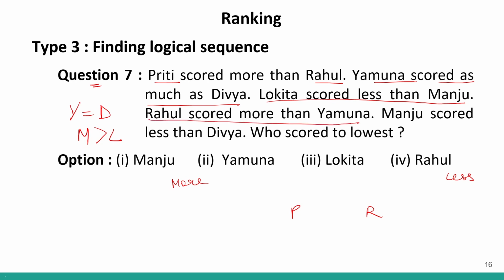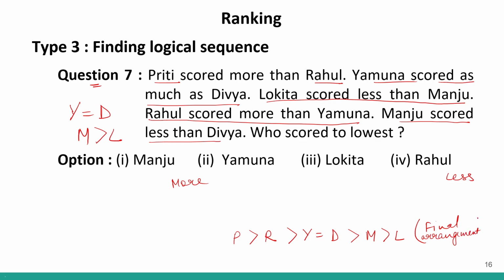Rahul has scored more than Yamuna. So we have Rahul over here, Yamuna will be over here and Yamuna is equal to Divya. We know that Manju scored less than Divya. So Divya is over here, so Manju is over here and Manju has scored more than Lokita. So if I see the arrangement, it is basically Preeti scored more than Rahul. Rahul scored more than Yamuna. Yamuna scored equal to Divya. Divya, or Yamuna, scored more than Manju and Manju scored more than Lokita. Correct? So this is my final arrangement.